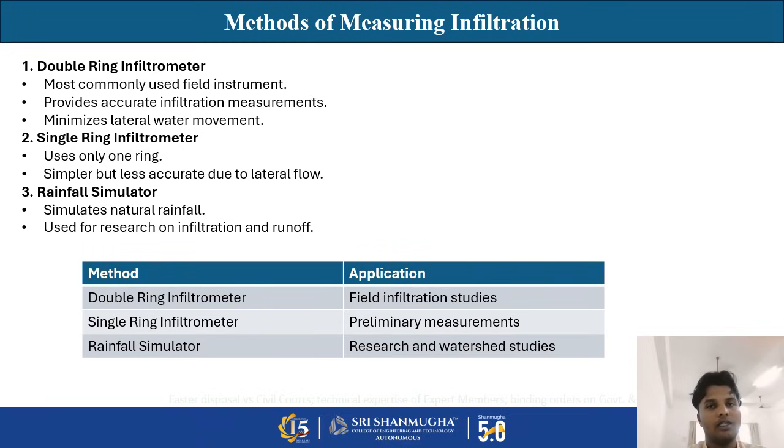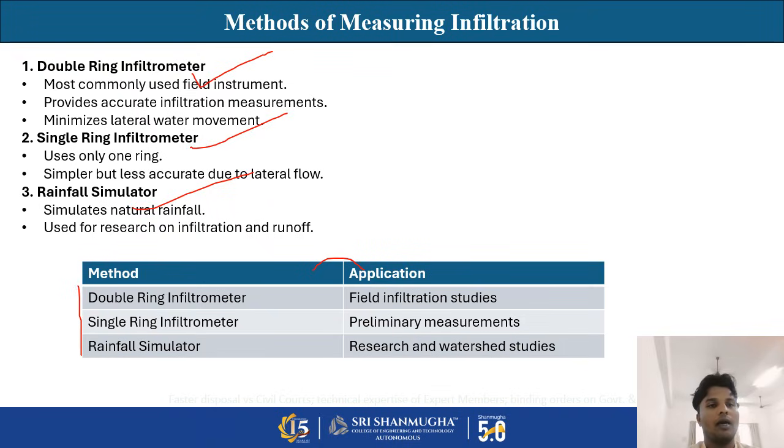So there are the methods for measuring infiltration. Double ring infiltrometer, single ring infiltrometer and rainfall simulators are the instruments or methods used to find out the infiltration rate. And here is the comparison given between the three methods of measuring infiltration.